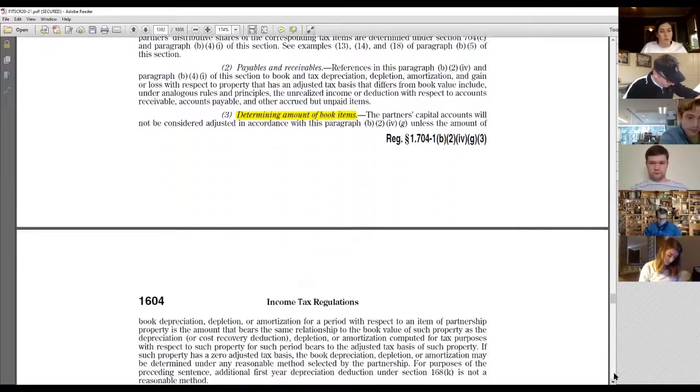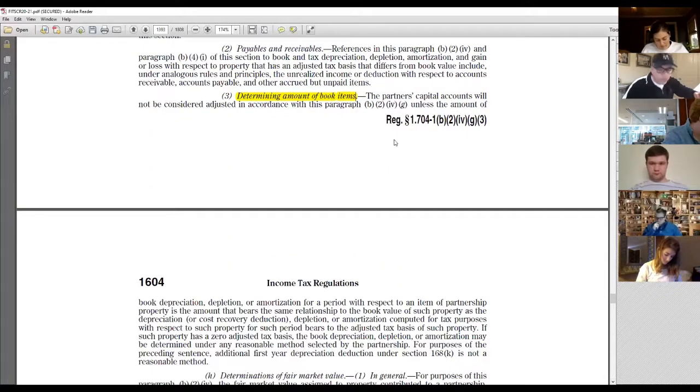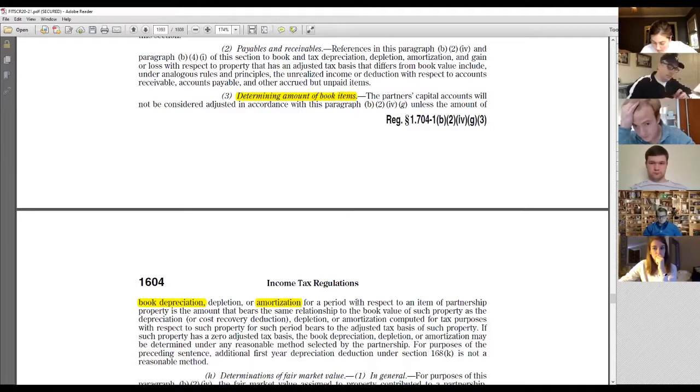And it says the partner's capital account will not be considered adjusted in accordance with this paragraph unless the amount of book depreciation or amortization, and amortization refers to depreciation on intangible value, like goodwill, or depletion, which refers to oil and gas, and we're not going to deal with oil and gas, so the book depreciation for a period with respect to an item of partnership property is the amount that bears the same relationship to the book value of such property as the tax depreciation bears to the tax basis.